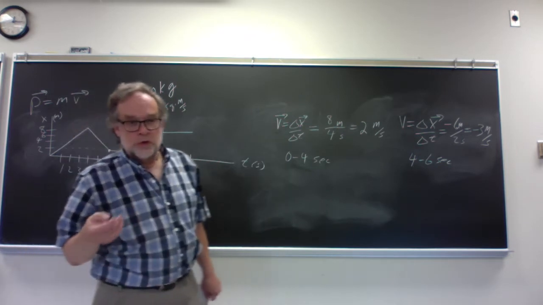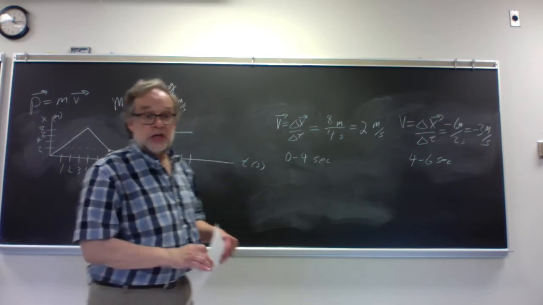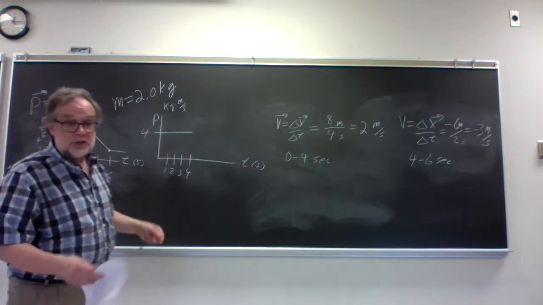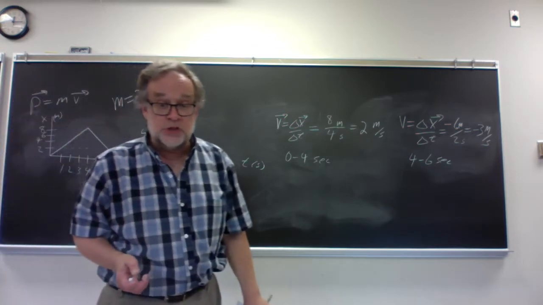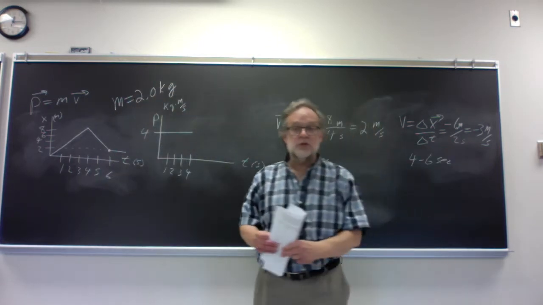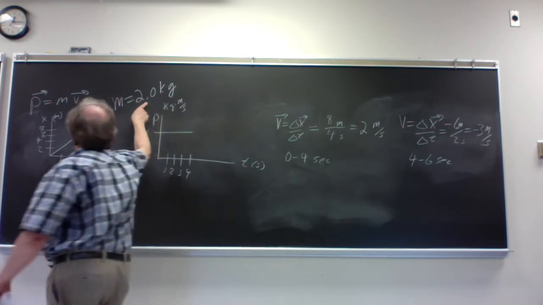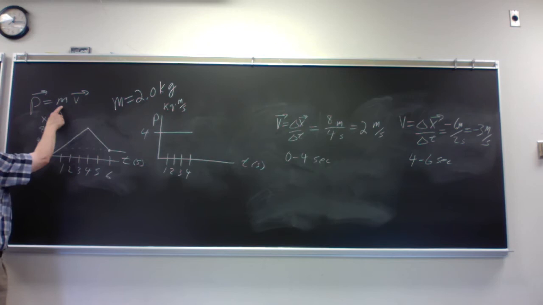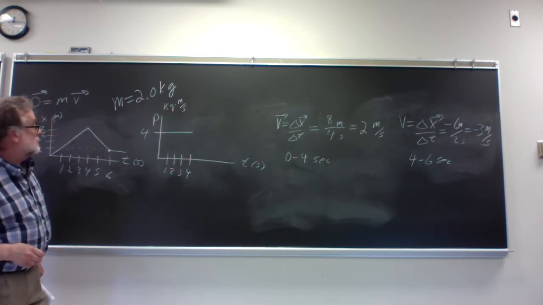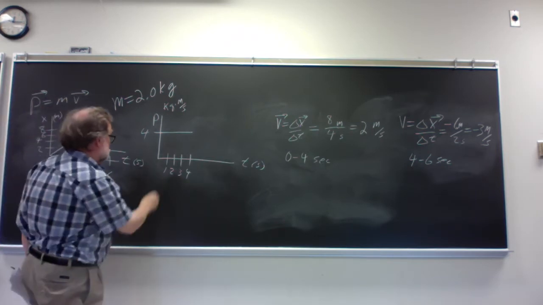Then, from 4 to 6 seconds, the motion changes direction. In other words, the velocity changes sign. If the velocity changes sign, the momentum changes sign, because momentum points the same way as the object's velocity. And from 4 to 6 seconds, the velocity was -3 meters per second, with a mass of 2 kilograms. So the momentum is 2 kilograms times -3 meters per second. So that's a momentum of -6 kilogram meters per second.